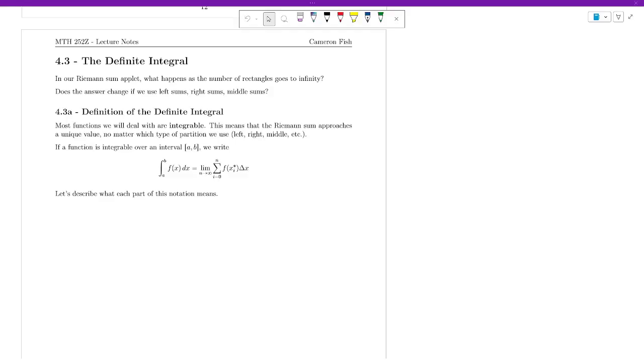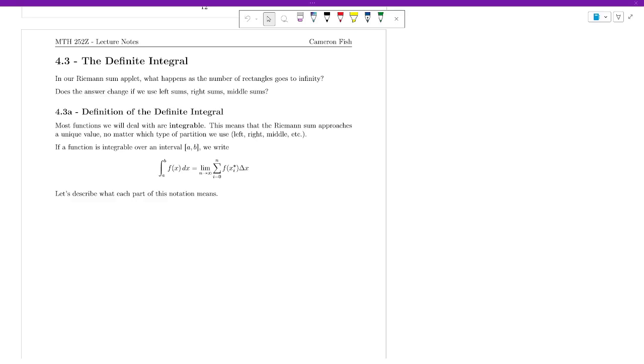Everyone, welcome to lecture 4.3, the definite integral. So today we're going to be talking about the definite integral. Last time we talked about Riemann sums, and we're going to see the definite integral is basically the same thing as a Riemann sum. Just we're going to see that we can think of it as its own object, and we don't always have to connect it directly to the Riemann sum thing that we did last time.